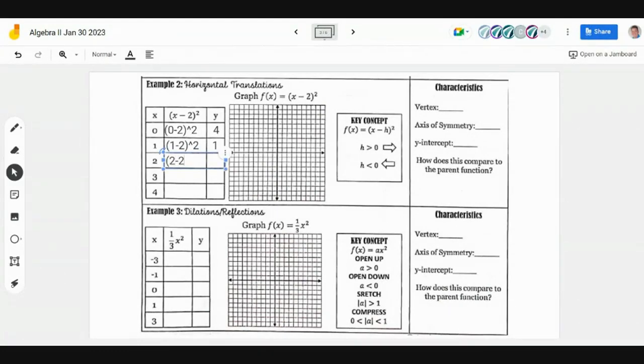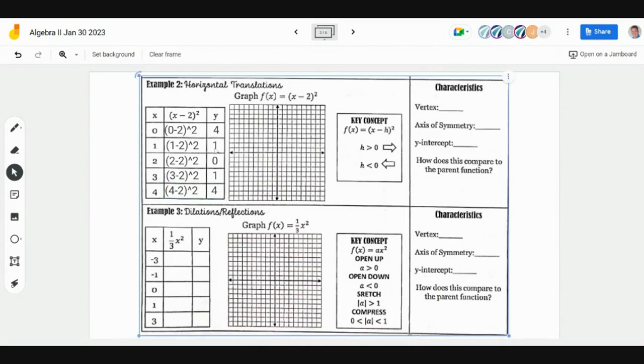Let's do another one. 2 minus 2 squared. 2 minus 2 is 0, 0 squared is 0. Then 3 minus 2 squared, 3 minus 2 is 1, 1 squared is 1. Last one here. 4 minus 2 squared. So 4 minus 2 is 2. 2 squared is 4. Okay, so there's our points.